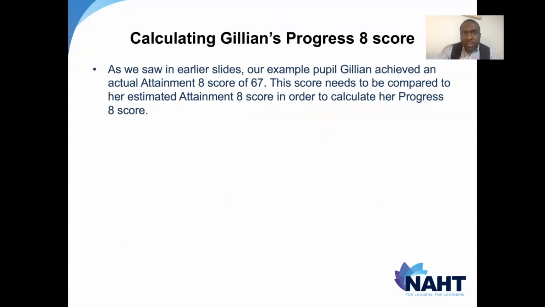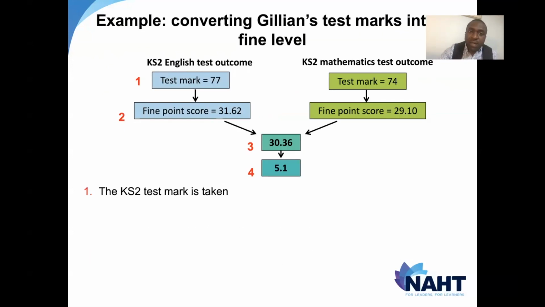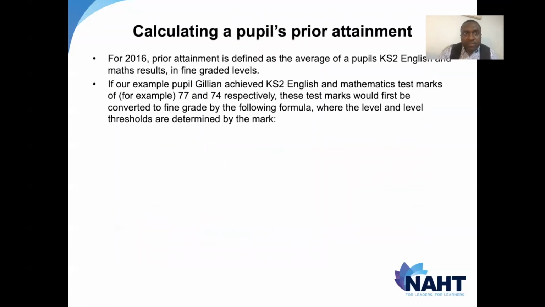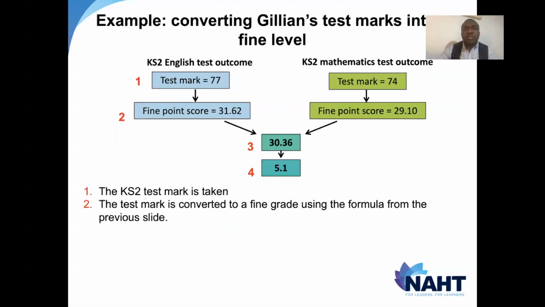So Gillian is what? We've gone back to Gillian. 5.1, if we go back to the table, if we go back a bit, 5.1, you would expect the attainment score to be what? 59.32. That's what it is. That's what you're expecting that child to do in Key Stage 3.